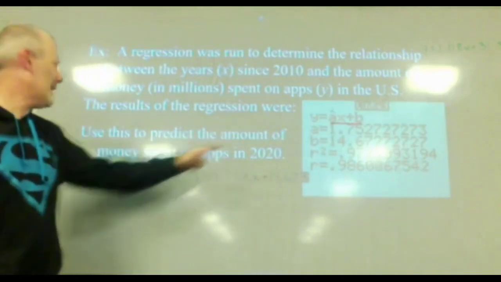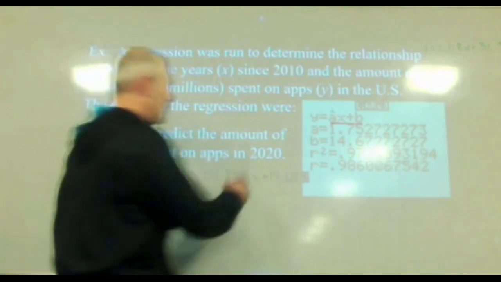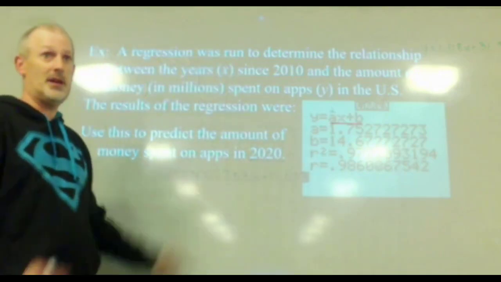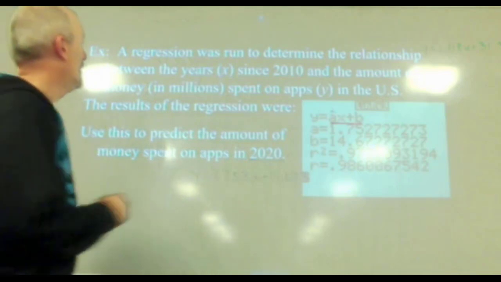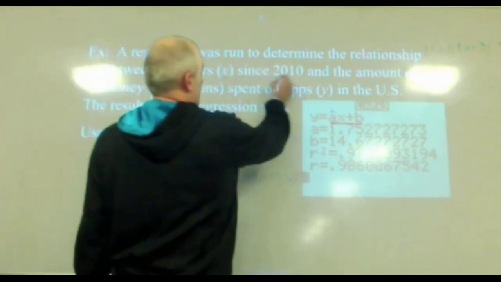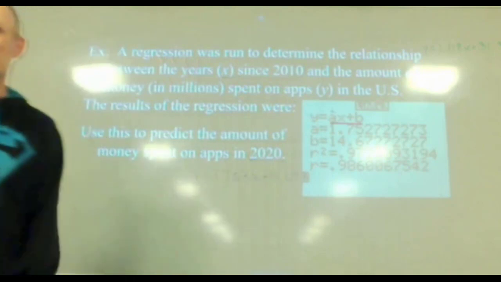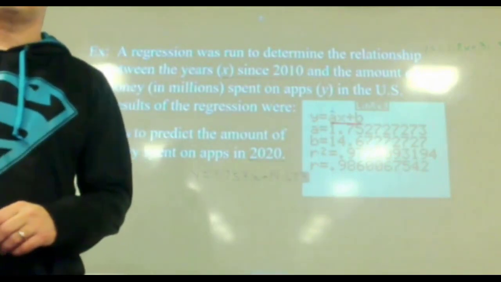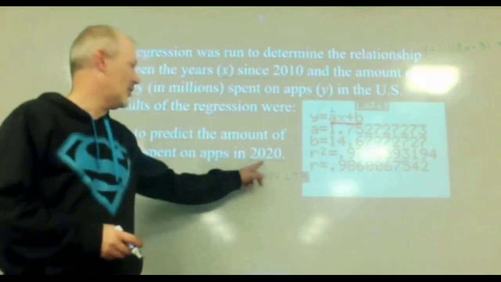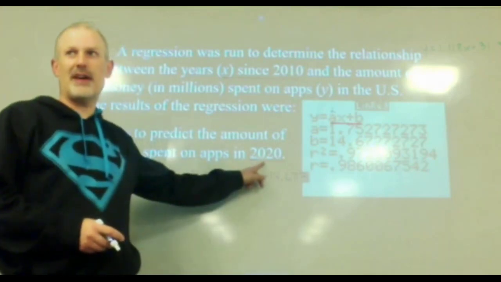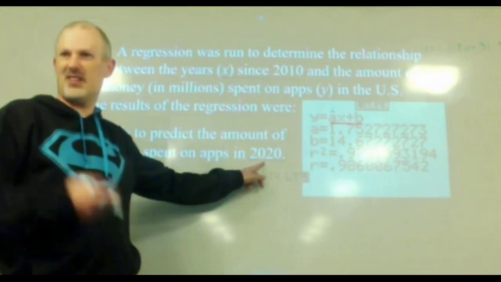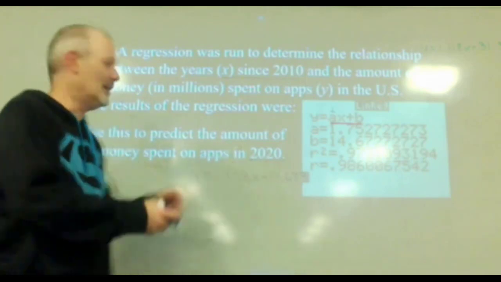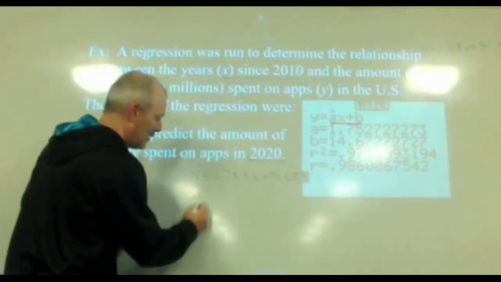Use this to predict the amount of money spent on apps in 2020. Okay, so we're going to use this equation that we just wrote down. But here's where we have to be careful. X is the number of years since 2010. Okay? If we want 2020, what should our X value be? 10. 10, because it's 10 years after 2010, right? Does that make sense? So we're just going to take this equation and we're going to plug in a 10.